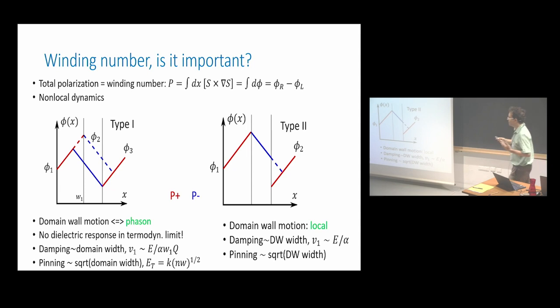So why am I talking about the winding number? What's the meaning of it? It turns out that this winding number is directly related to the ferroelectric polarization, to the integral of polarization over the whole sample. I can compute this S cross nabla S, and then I get phi on the right minus phi on the left. So the total angle of spin rotation gives me that integral of ferroelectric polarization. That's what the uniform electric field couples to.